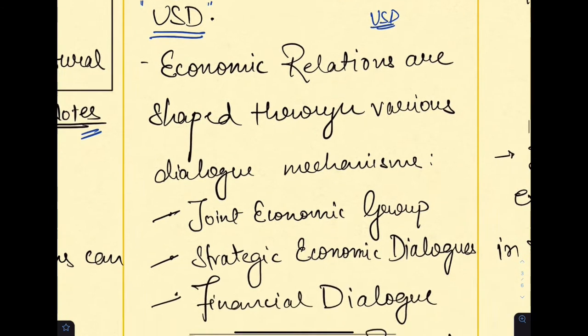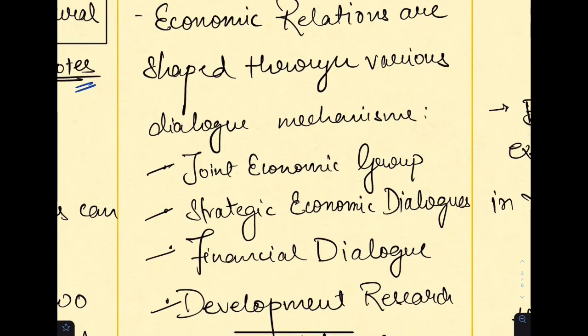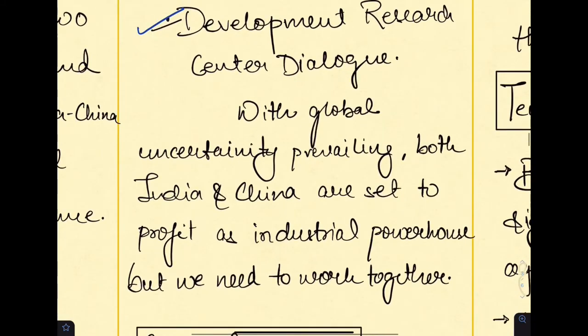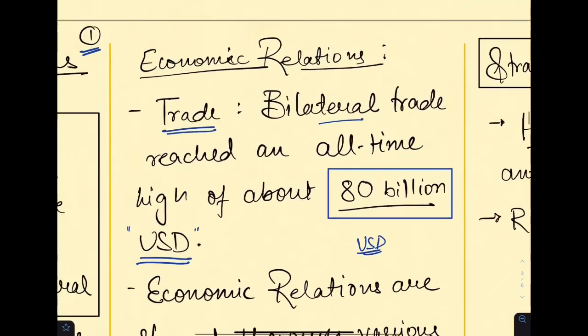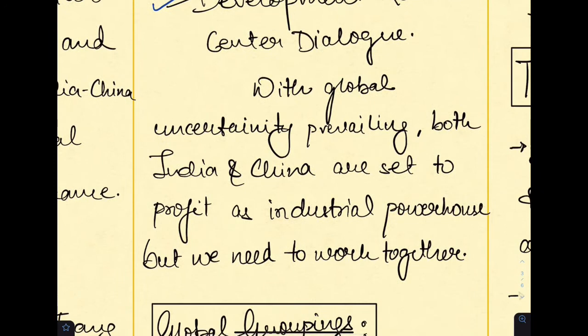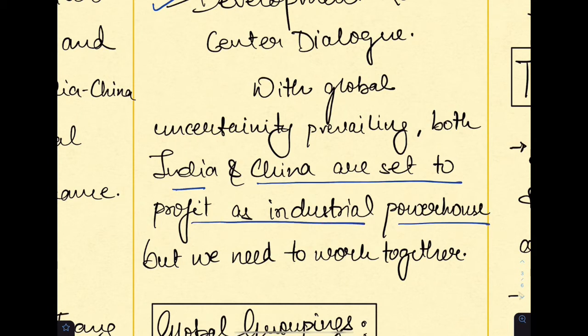Economic relations are shaped through various dialogues. So there are 4 dialogue mechanisms. One is the joint economic group, strategic economic dialogue, financial dialogue, and the fourth one is the development research center dialogue. Now, when you have to write a conclusion about economic relations, go with this thing. With global uncertainty prevailing, both India and China are set to profit as industrial powerhouses, but we need to work together. Again, looking at the present situation and looking at the future, like what it could be. Optimism.